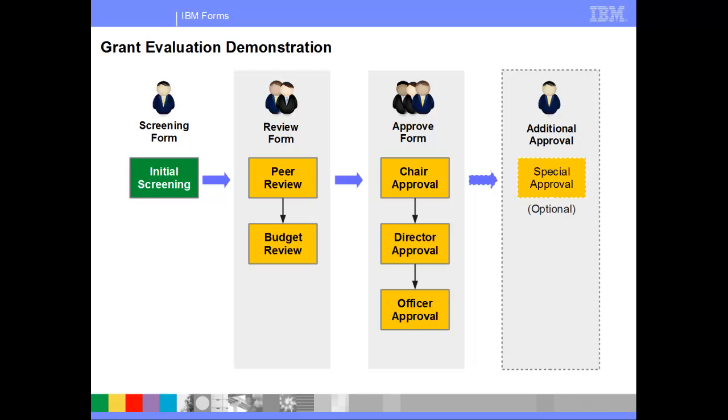In this evaluation process, there are three major stages: screening, review, and approval. Also, there is one optional approval stage which dynamically allows additional specialists to participate. After a grant application is received, it immediately goes to the initial screening stage for data quality verification.